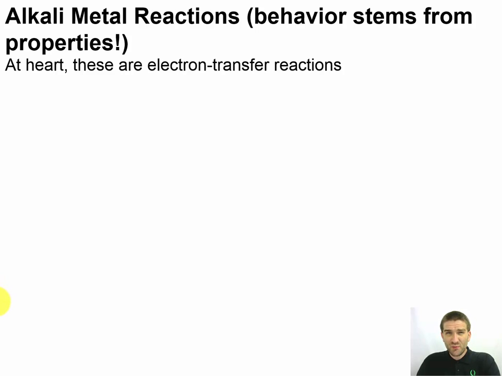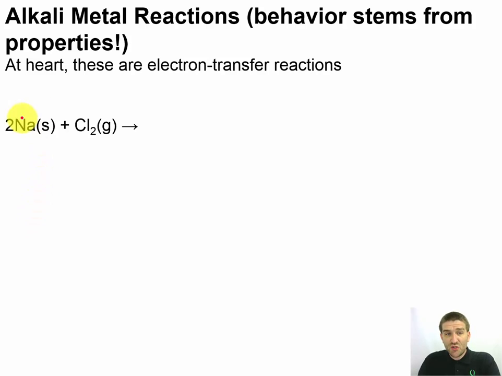Now, that means really at heart, any of these metal reactions from the alkali metals are going to end up being electron transfer reactions. So electron transfer reactions are the big category they fall within, and alkali metal reactions are the ones that we talk about in the TRO textbook.